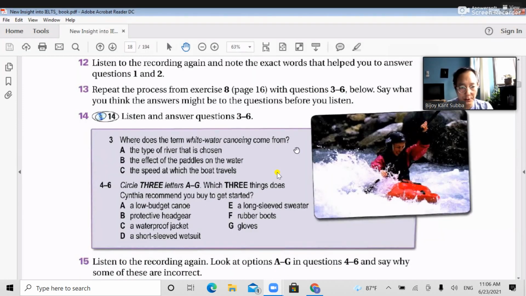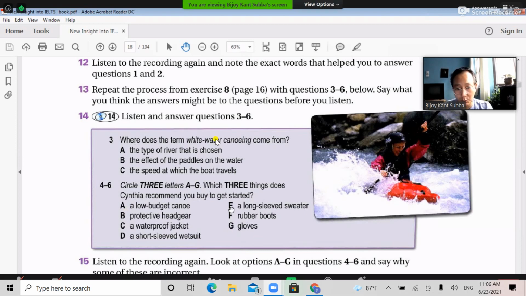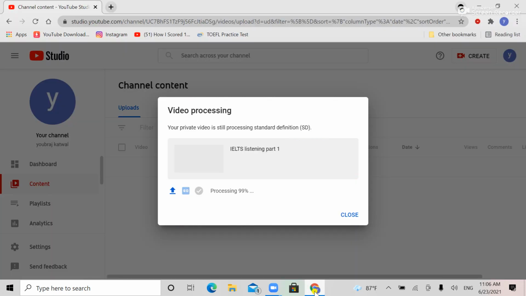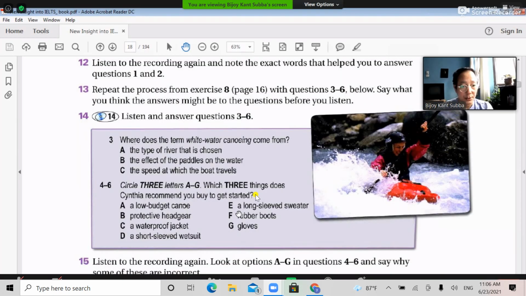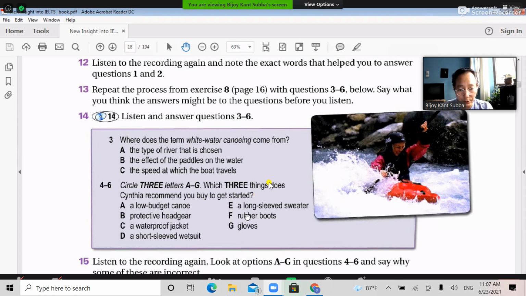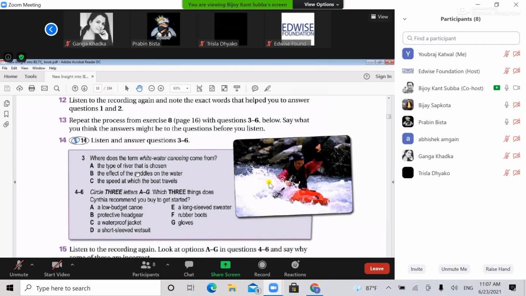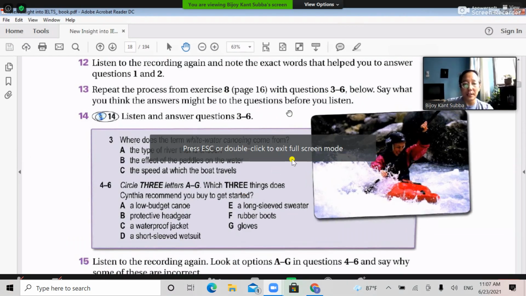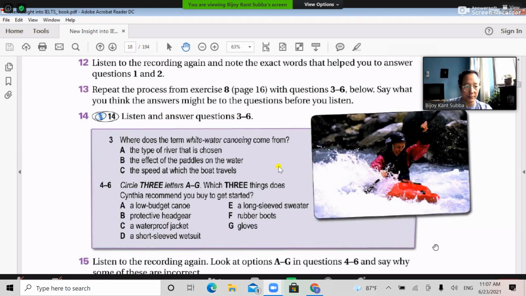So Cynthia Barton is going to talk about canoeing, all right? And there are 7 options. Out of 7 options, you pick 3 answers, 3 answers that Cynthia Barton mentions. So which 3 things does Cynthia recommend you buy in order to get started with canoeing? So what do you need to buy amongst these things? All right, so take a look at this. See here, these are not question stems, right? They're complete questions, so much easier to follow, much easier to understand.